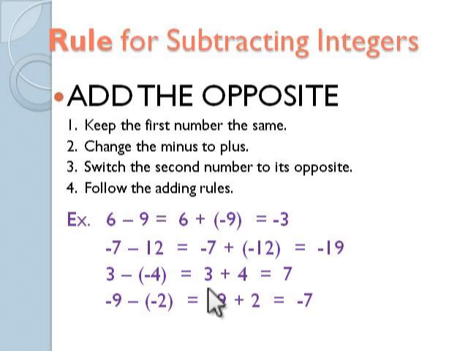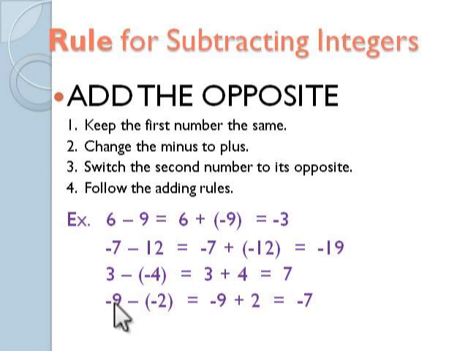Let's look at our third example. Keep the 3 the same. Step 2, change the sign. Third step, make the second number its opposite. Opposite of negative 4, positive 4. Now we have a positive and a positive. So the signs are the same. We're going to add them, 7, and keep it positive 7.